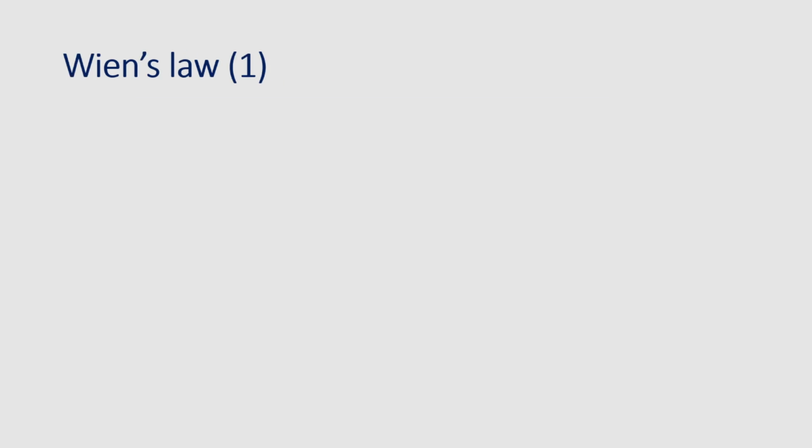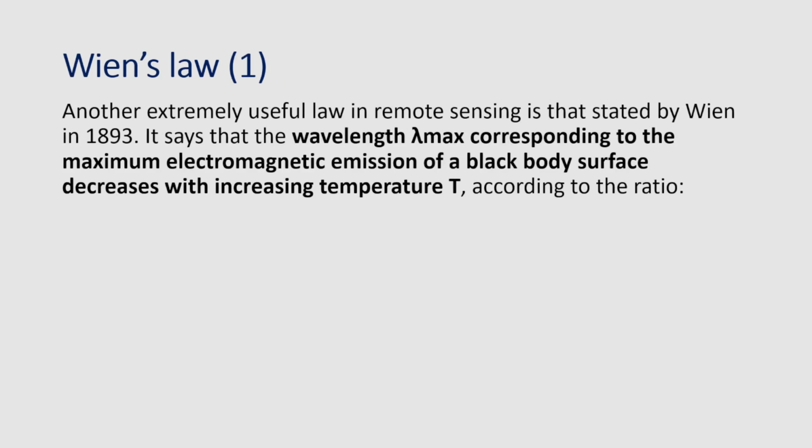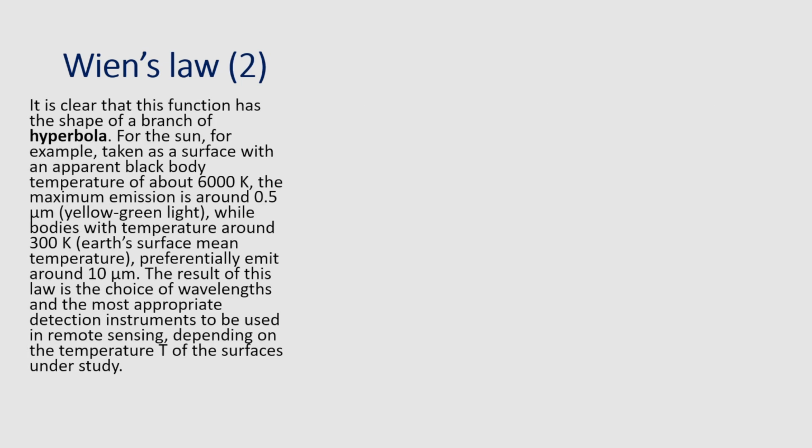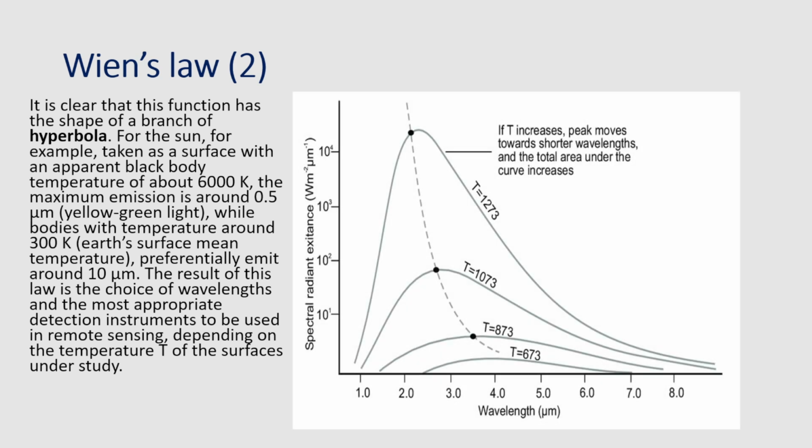Wien's Law, 1. Another extremely useful law in remote sensing is that stated by Wien in 1893. It says that the wavelength lambda max corresponding to the maximum electromagnetic emission of a black body surface decreases with increasing temperature T, according to the ratio. From the following figures it is clear that this function has the shape of a branch of hyperbola.